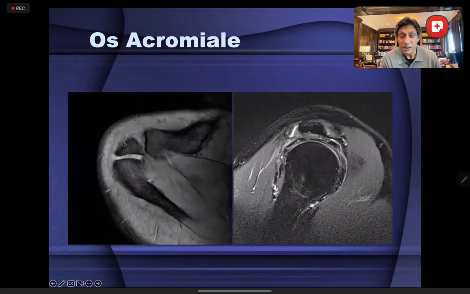This is the os acromiale. Remember, I was telling you the axial sequence is really important. If I showed you the sagittal sequence, you won't pick it up. Some bright people among you might pick it up, but most of you will not unless you look at this sequence. So this triangular bone is the os acromiale. This is an unfused apophysis between the accessory ossicle and the acromion. This is the lateral end of the clavicle, and this is the reason why this patient is getting impingement. So that's the importance of the axial view, as I was telling you.